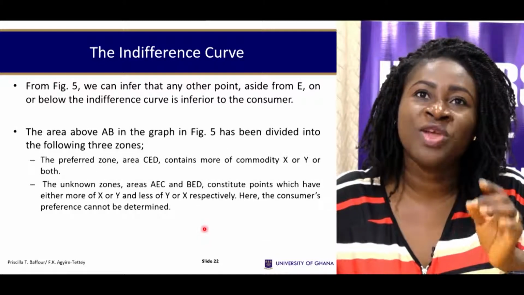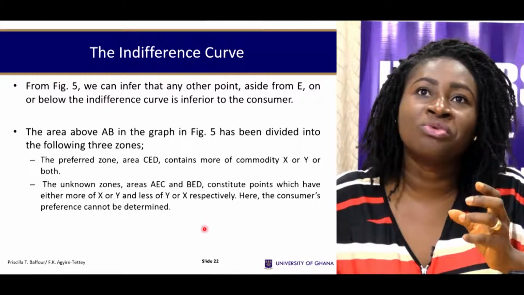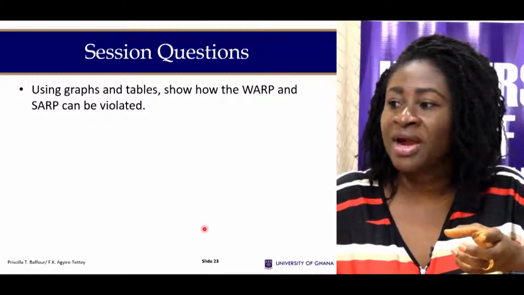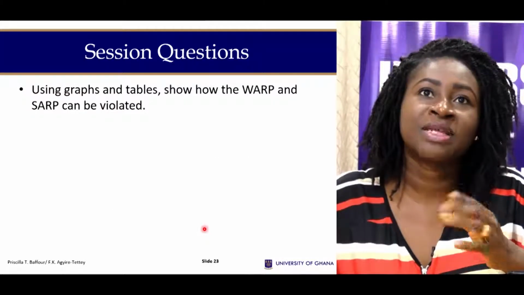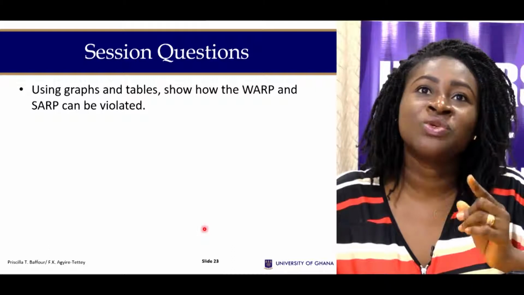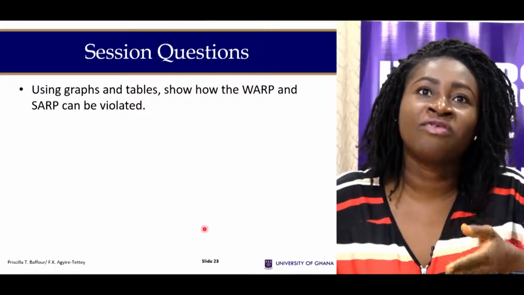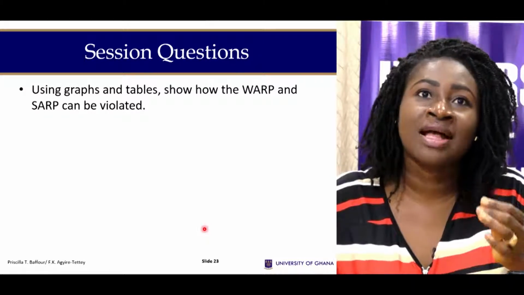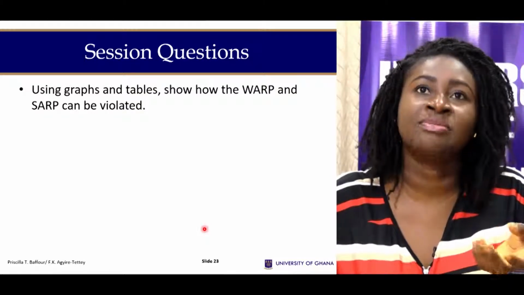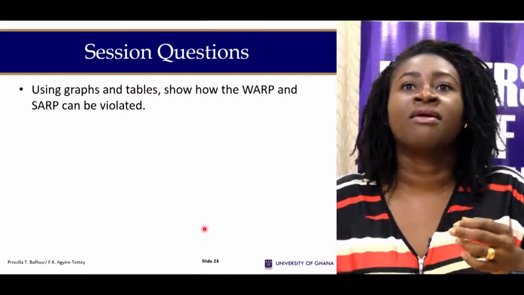I would urge you to read the chapter carefully and go through the curves that have been derived in this chapter. So the question here is: using graphs and tables, show how the weak axiom of revealed preference and the strong axiom of revealed preference can be violated. All the best.